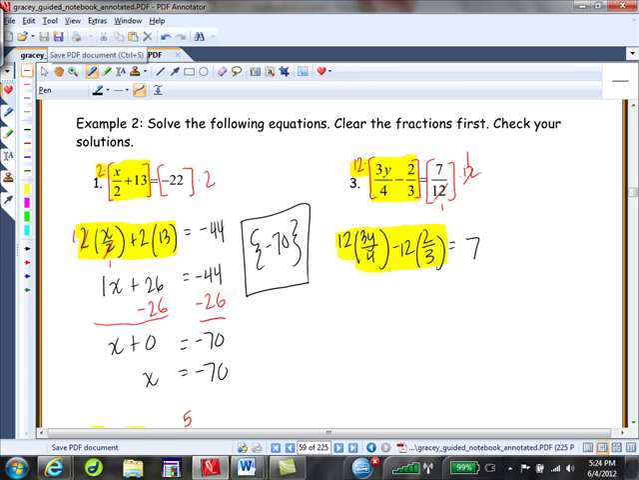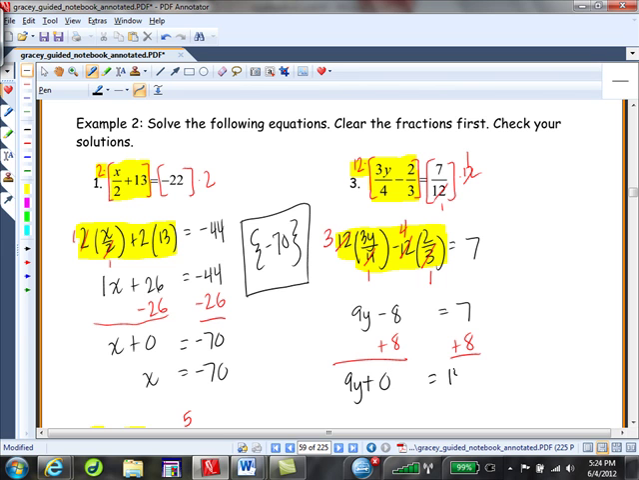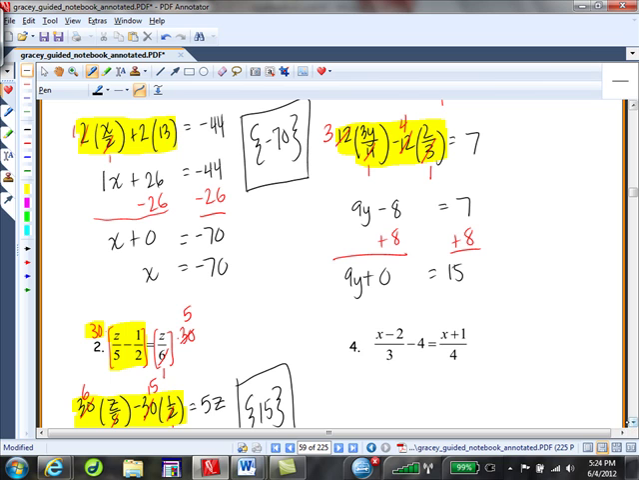And now 4 goes into itself once and into 12 3 times. 3 goes into itself once and into 12 4 times. So here we'll get 9y, because we're doing 3 times 3y is 9y, minus 8, 4 times 2 is 8, equals 7. And then isolating the variable term, we will add 8 to both sides. 9y plus 0 is 15. 9y is 15.